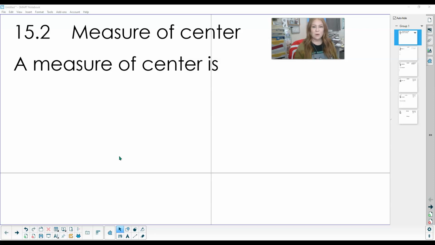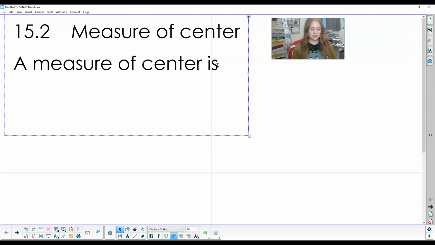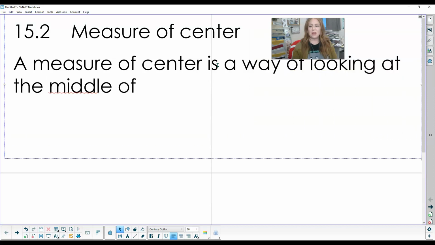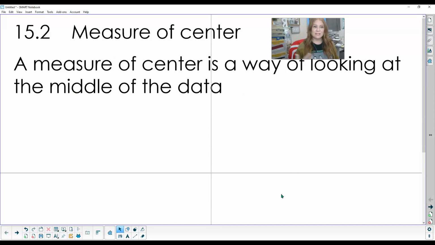For 15.2, we're going to be talking about measures of center. A measure of center is a way of looking at the middle of the data. There are several ways that you can find the middle of the data, and depending on what you're looking for, you'll want to use a different measure of center. So let's take a look at these different measures of center.